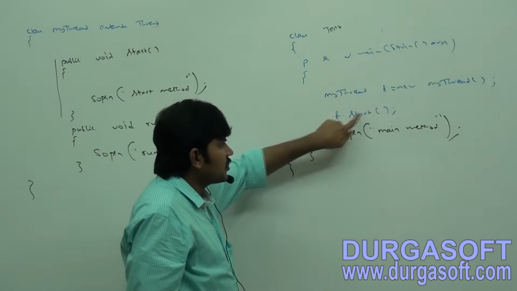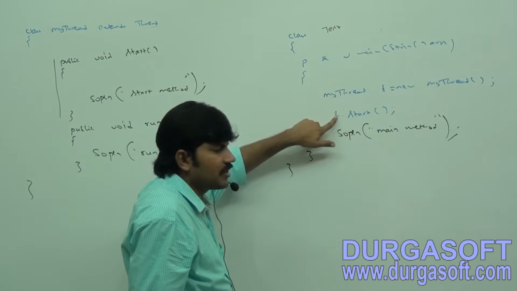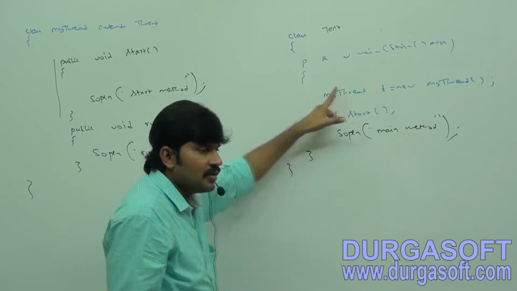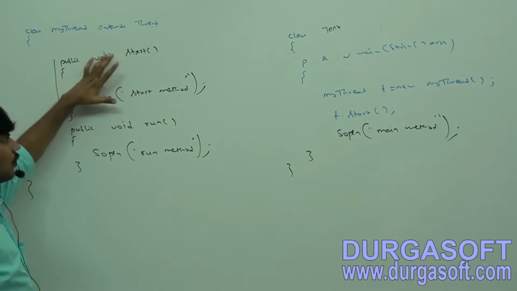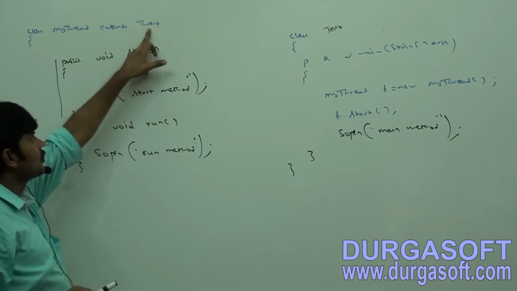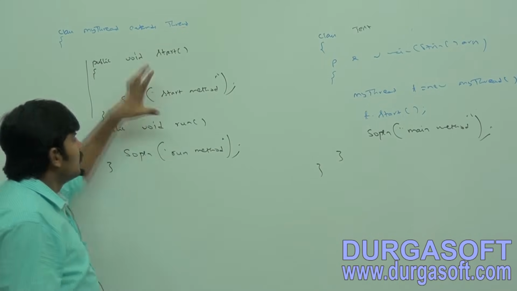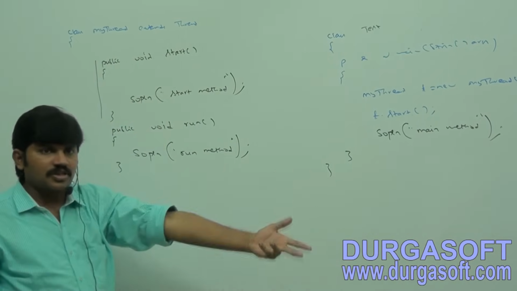Here, t.start(). Immediately my JVM will check: you are calling the start method on t. T is what type? MyThread. In the MyThread class, is the start method there or not? Yes, so it will be executed. If the child class contains it, the child gets high priority. This one will execute, and you are not giving the chance to the Thread class start method.